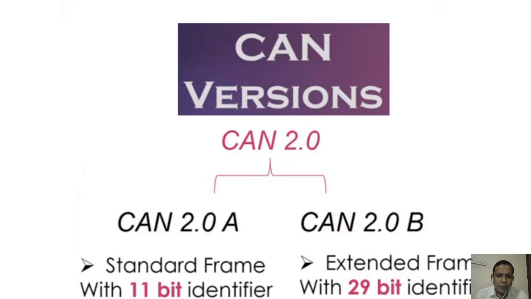Today we are going to discuss CAN formats. There are two types of CAN formats available. One is CAN 2.0A, which is a standard frame format with an 11-bit identifier, and the other is CAN 2.0B, which has a 29-bit identifier and is known as the extended frame format.